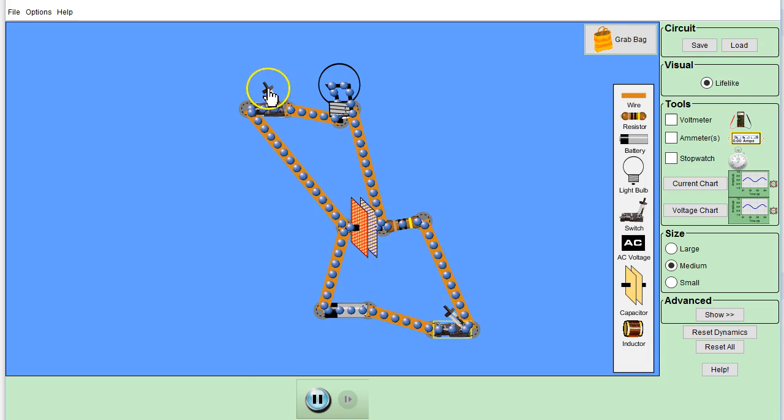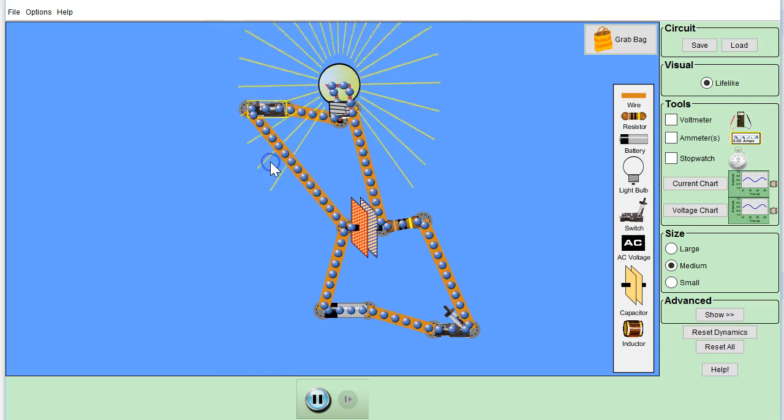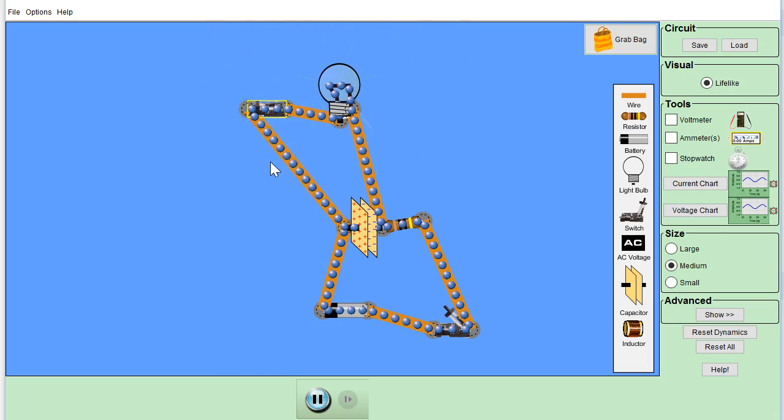This is still charged. As I close that, it slowly lets out its charge through that light. You can see it light momentarily and then it goes away. So a capacitor holds a charge.